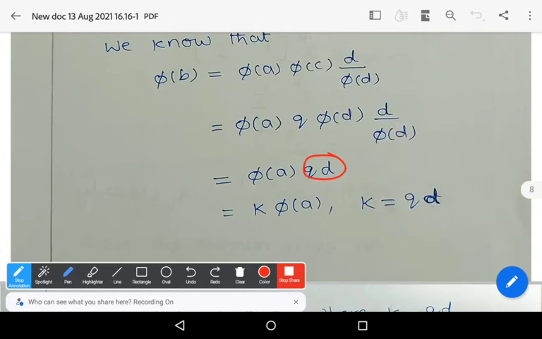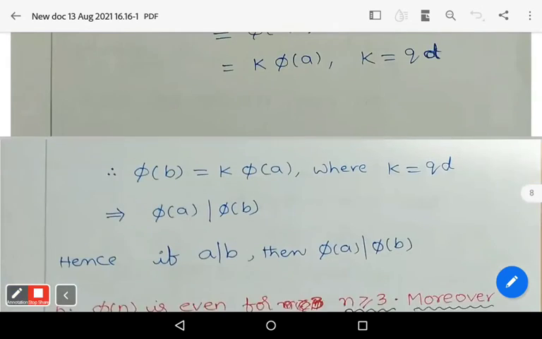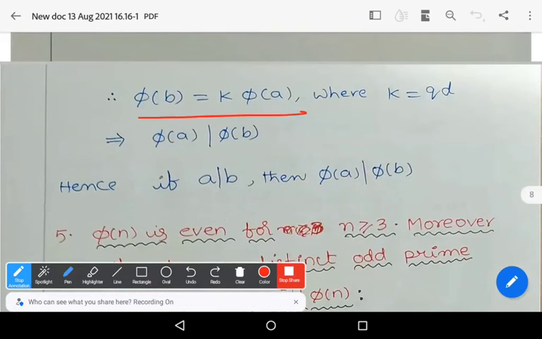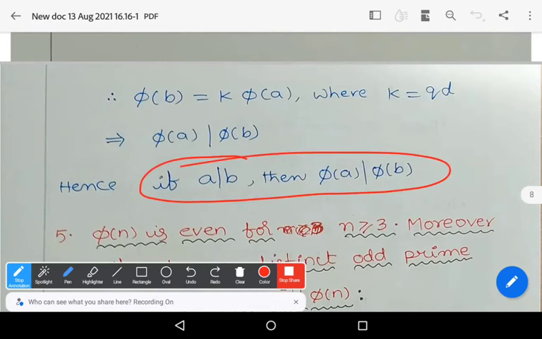Let qd be some constant k. So k into φ of a. Now you observe that φ of b is equal to k into φ of a, where k is equal to q into d. It is again trivially true that φ of a divides φ of b. Therefore, if a divides b, then φ of a divides φ of b.